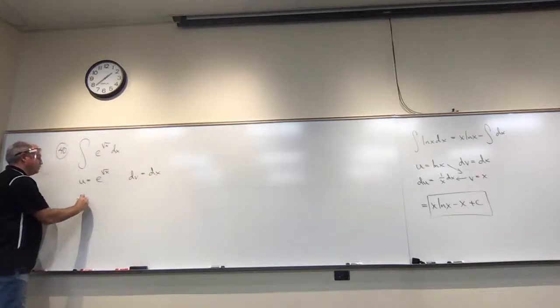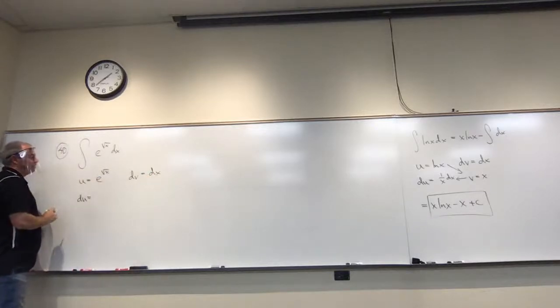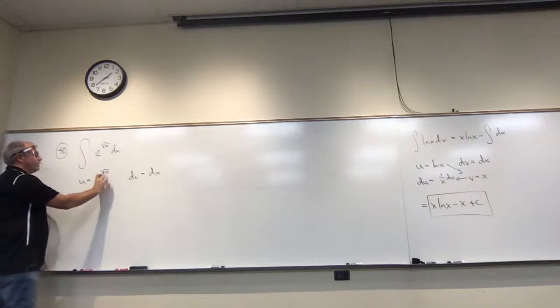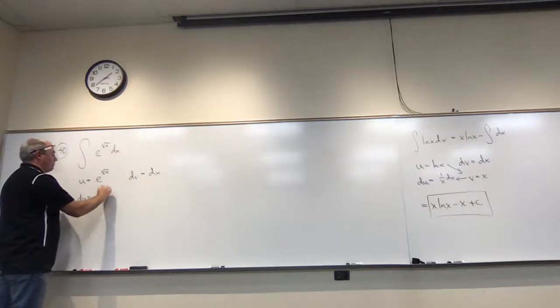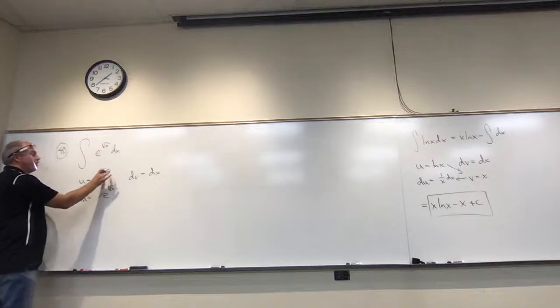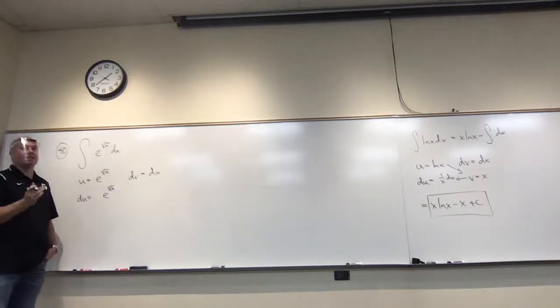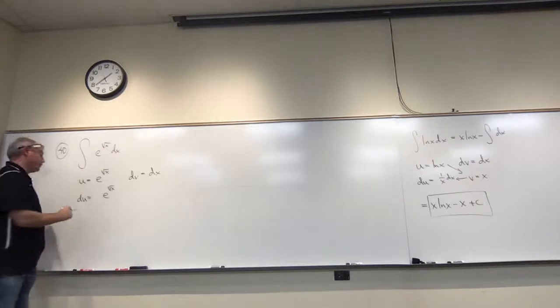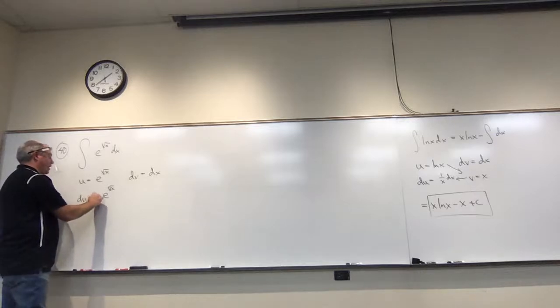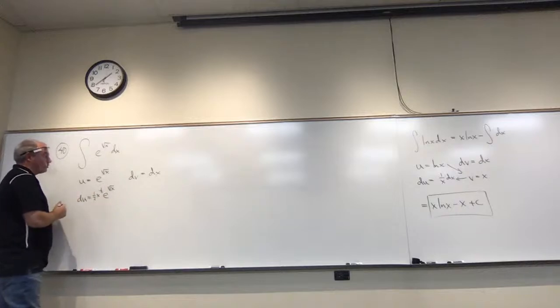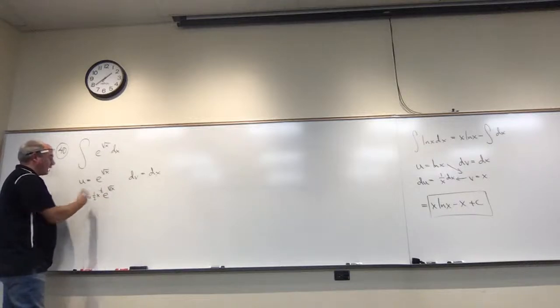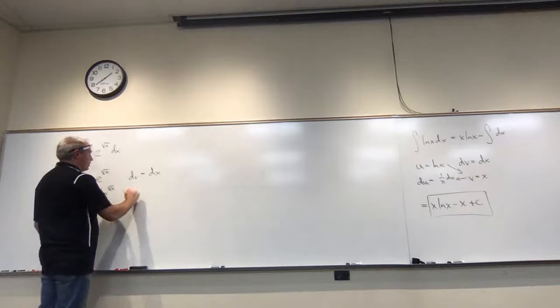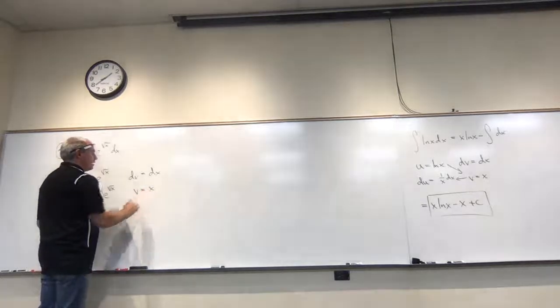So du is the derivative of that. The way that I take the derivative of e to a power is it's e to that power times the derivative of the power. Well, that's x to the 1/2. The derivative of x to the 1/2, I suppose, is 1/2 x to the negative 1/2. So this is 1/2 x to the negative 1/2 e to the square root of x. Okay, I could clean that up a little if I wanted to, but v is equal to x.